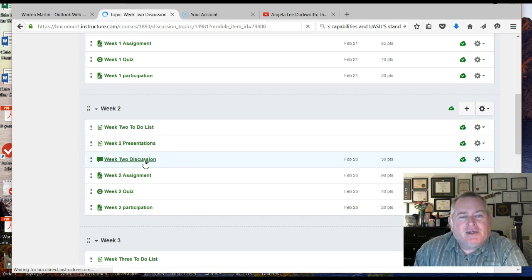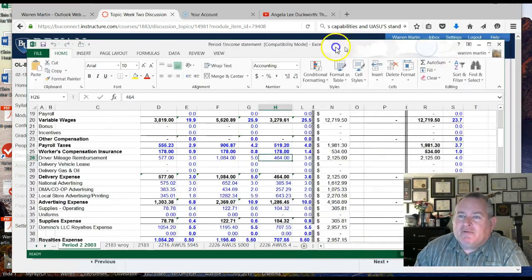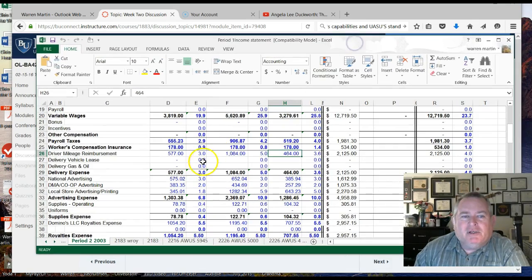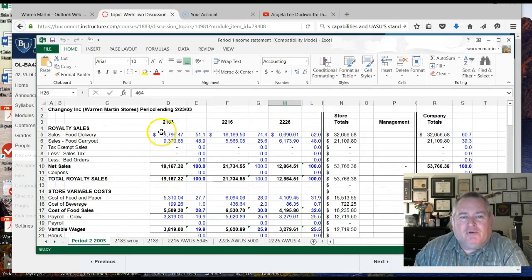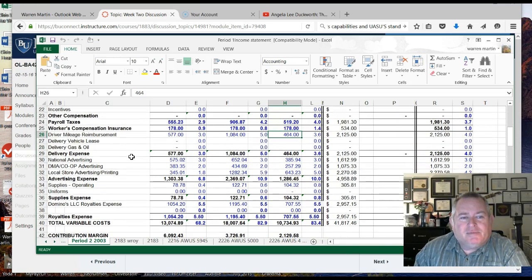Week 2 here, you've got a discussion on reasons for certain industries doing larger portions of sales for advertising than other industries. Those who've been in some other classes with me may remember me mentioning that most businesses look at percentages versus dollars sometimes. I've got an example here from back when I had some pizza stores. Depending on whether you have one store, three, or units, or whatever you want to call them, businesses, one of the things is advertising.